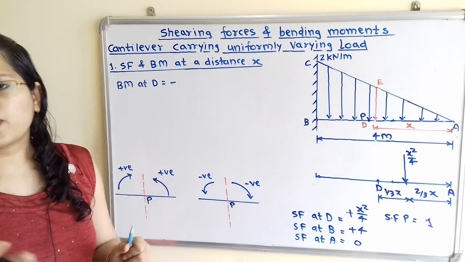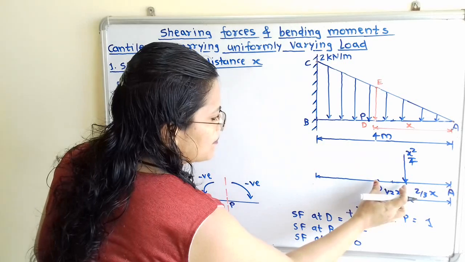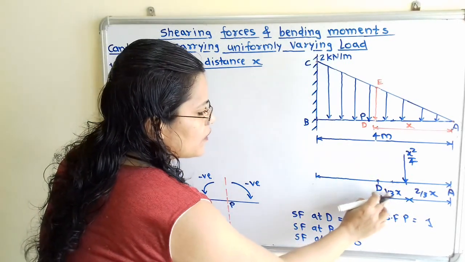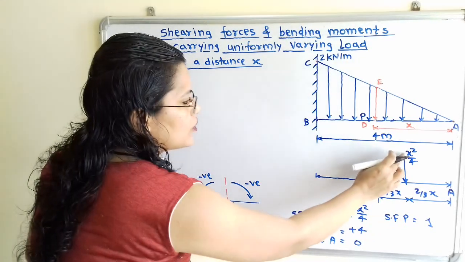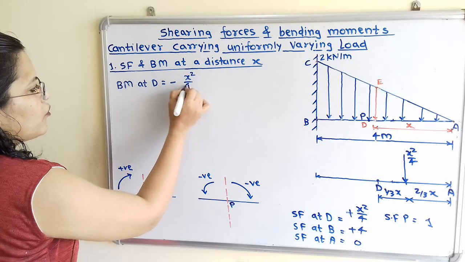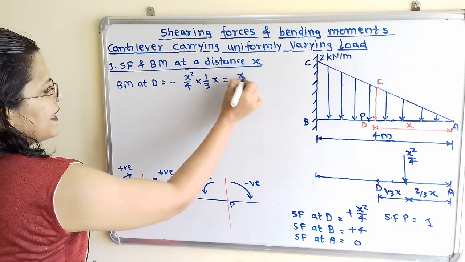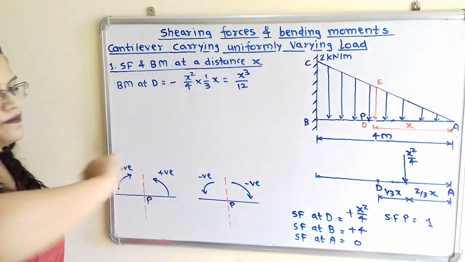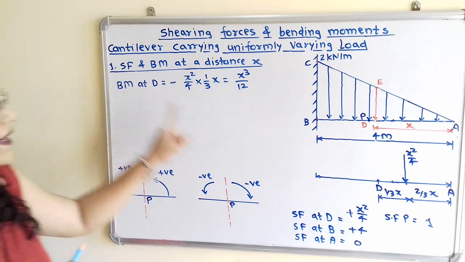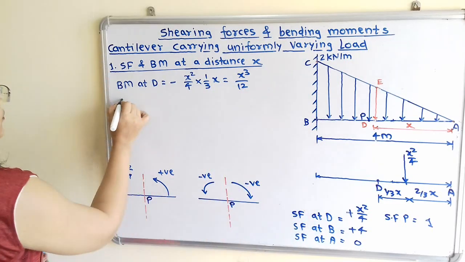Now what is the formula to calculate bending moment? We know that it is load multiplied by the distance from this point D. This distance is 1 by 3 into x, and this load is x square by 4. So we take minus x square by 4 multiplied by 1 by 3x, which is equal to x cube by 12. This is the bending moment at point D. Now we will calculate the bending moment at different points. So bending moment at B.